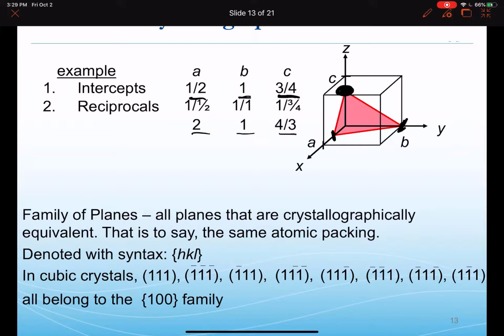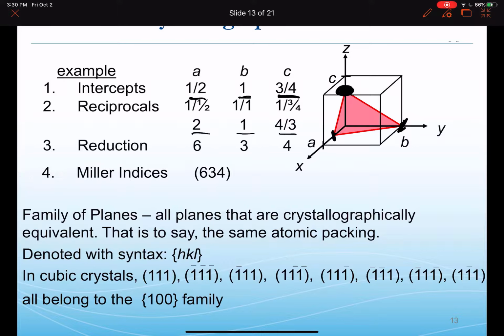So we still have a fraction here, so we need to do a simplification to try to get to whole numbers. Again, we never have fractions in our Miller indices for planes. Okay, so we definitely do a simplification here. In order to do that, we need to multiply by 3. So after reduction, we end up with 6, 3, and 4 as the information reflected for that plane. And then, of course, we finish that off with parentheses. So this plane shown here is the (634) plane.